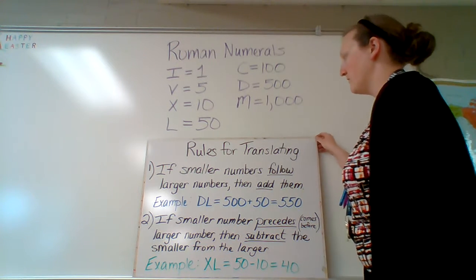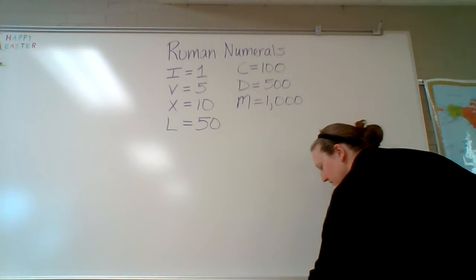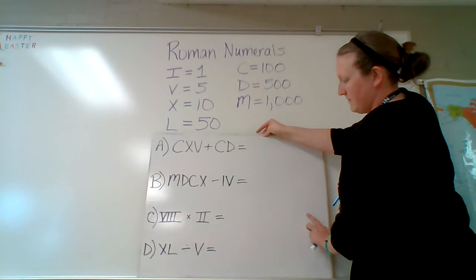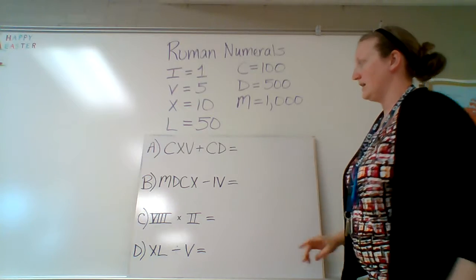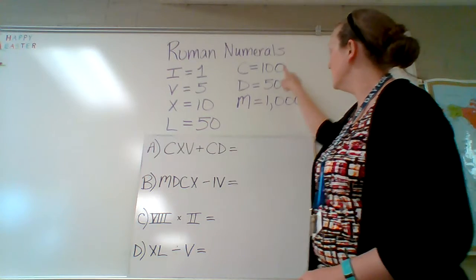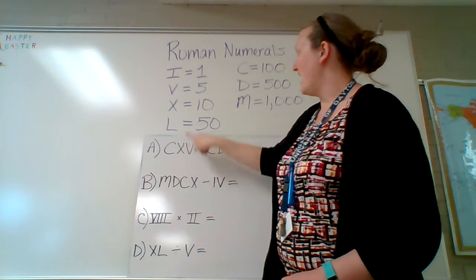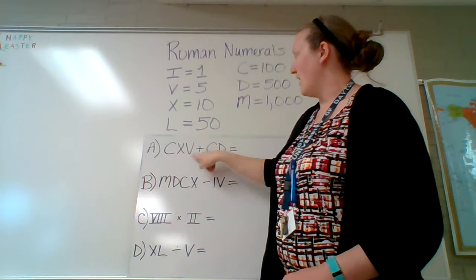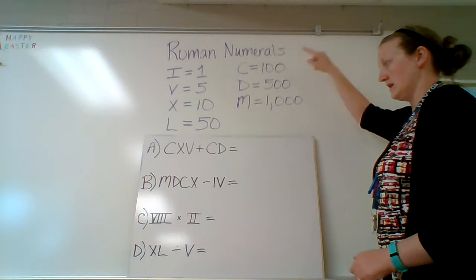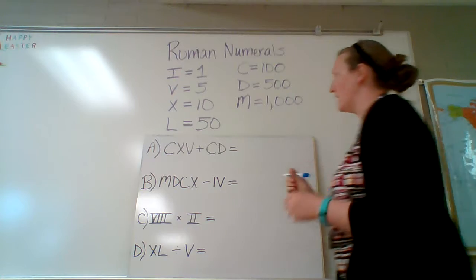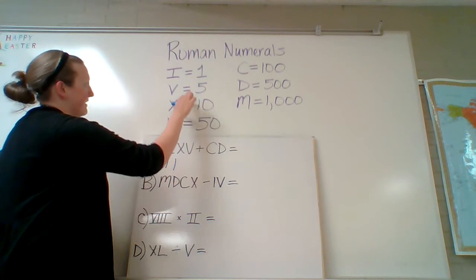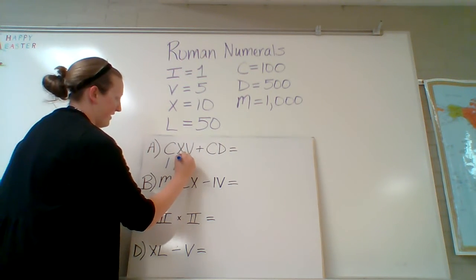So let's try a few examples here. All right, starting off, we're going to be adding 2 numbers, but first we've got to figure out what our numbers are. So I have C, which is 100, then X, which is 10, and V, which is 5. So my biggest number came first, my C. So since it comes first, I'm going to put my 100, my X is 10, and my V is 5. So I have 115.